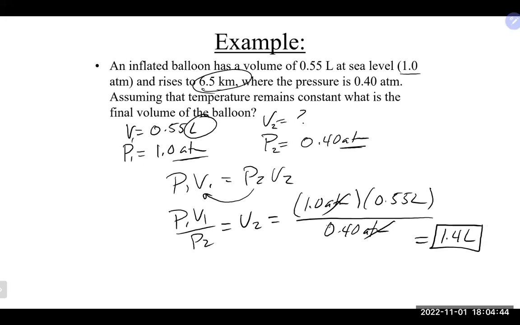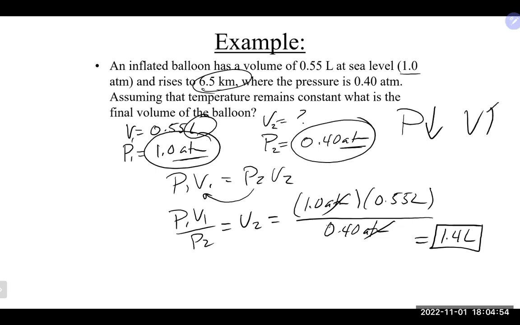Any questions on that one there? Once again, we could check to make sure everything is going right. We have a pressure that is decreasing. That means our volume should be increasing. And it went from 0.55 to 1.4. So again, it is moving in the correct direction at least. Question on Boyle's Law here.